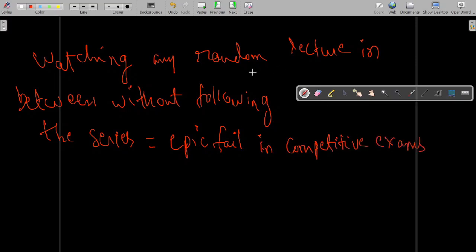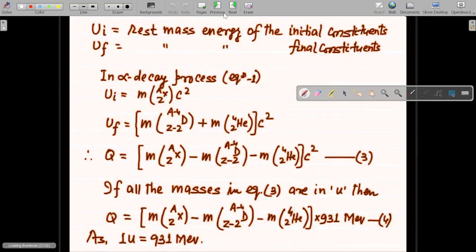Watching any random lecture in between without following the series is an epic fail in competitive exams. You can clear the college exams, and that too because of internal assessment marks, even if you watch any lecture in between, but the competitive exams can never be cleared in such a manner.